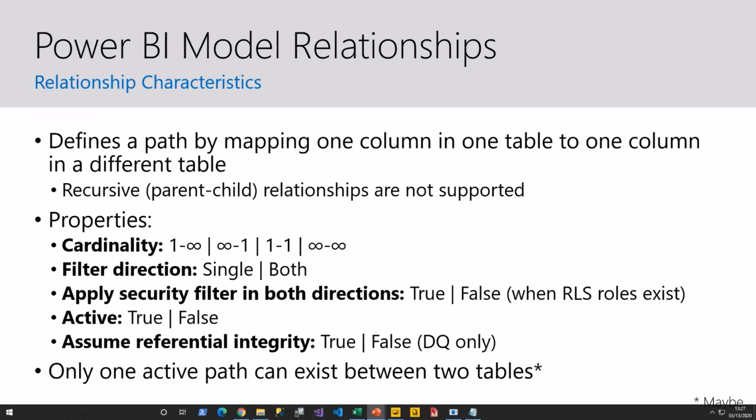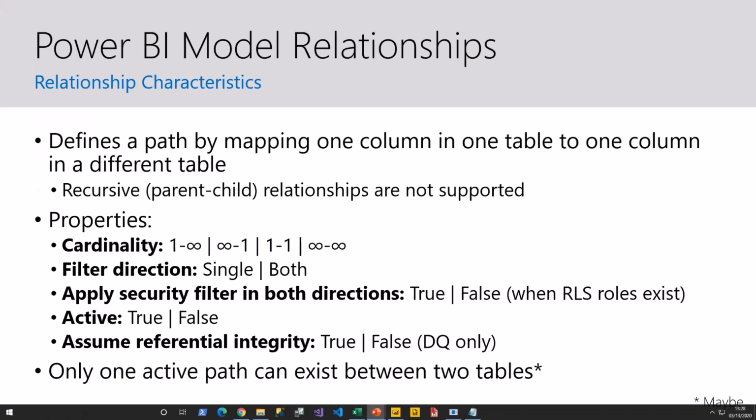And if you're using row level permissions and you have a bidirectional filter, will the row level permissions also use both directions? It's also possible to have relationships as inactive. And the last property, assume referential integrity, applies to DirectQuery only.